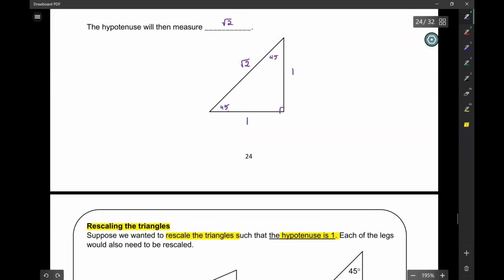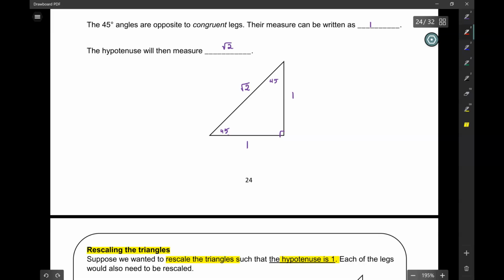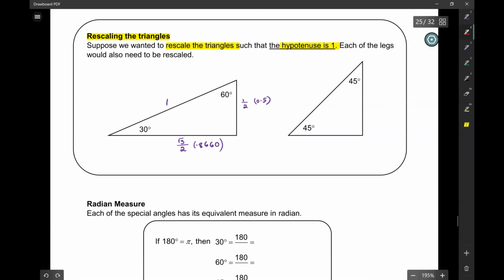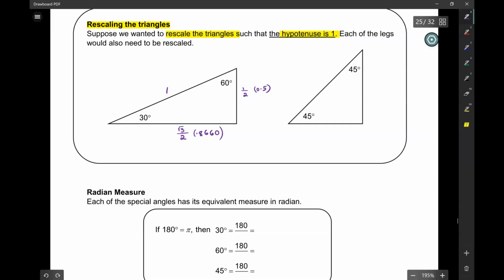So now, suppose I wanted to rescale this one and make this hypotenuse a 1. What would I divide this by? What would I divide this by to make it a 1? Root 2. That means I need to divide everything by root 2. So now my new sides are 1 over root 2, 1 over root 2, and 1.